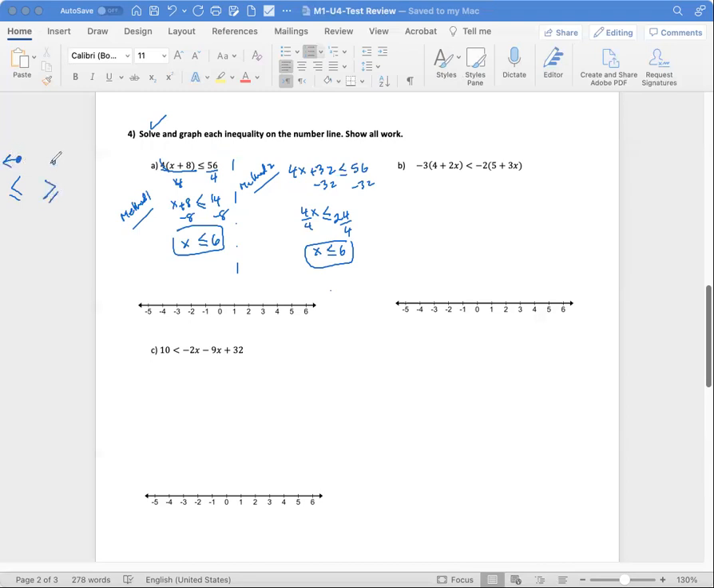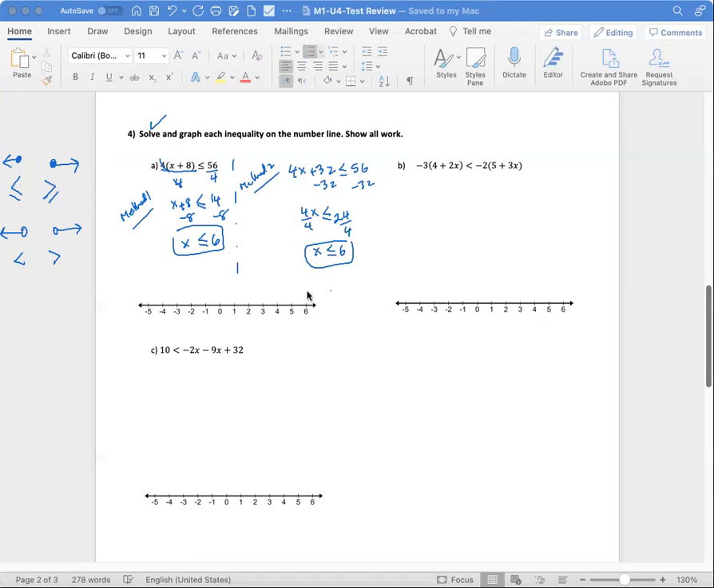Greater or equal, closed circle to the right. Less than, open and to the left. Greater than, open and to the right. So the open circle is when you do not have an equal sign, right? And the closed circle is when you do have an equal sign. And greater is to the right, less than to the left. So we want less than or equal to 6.